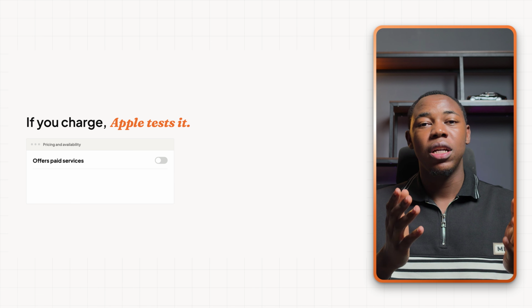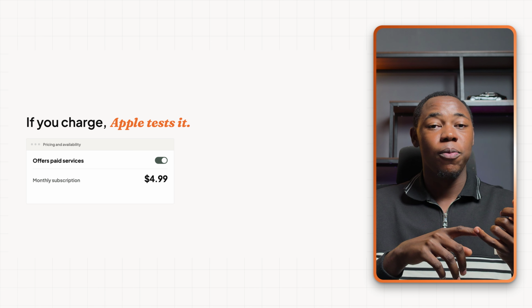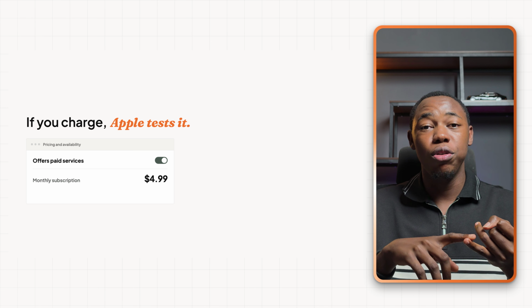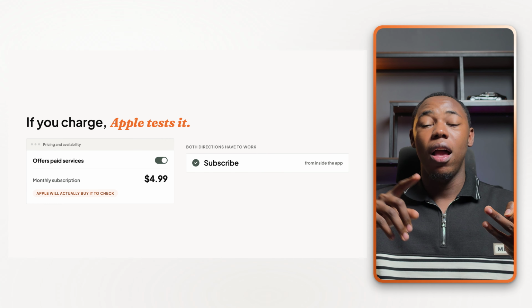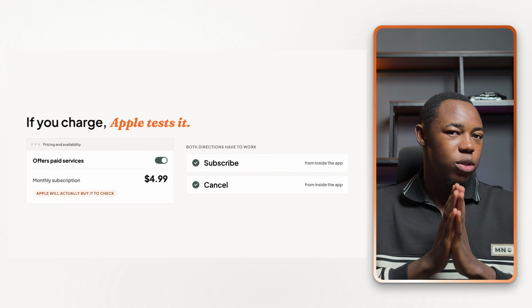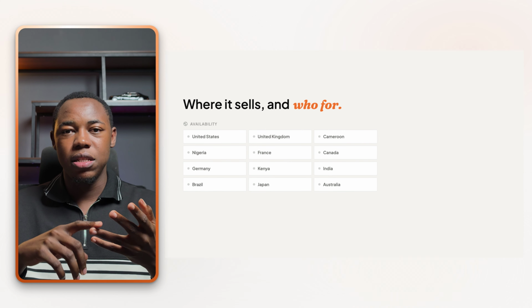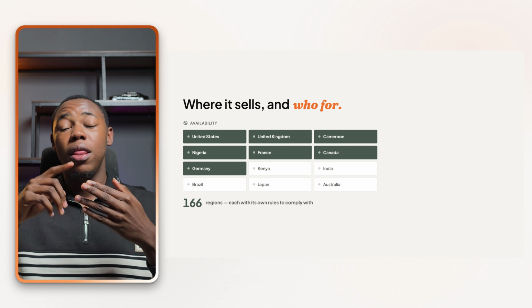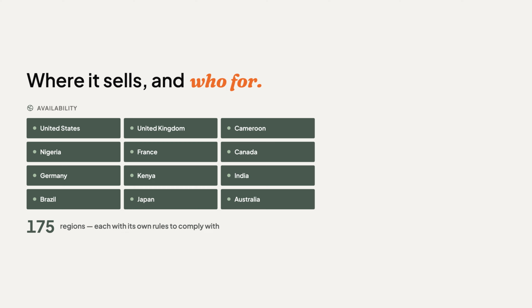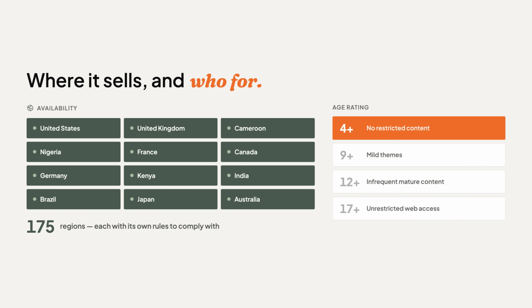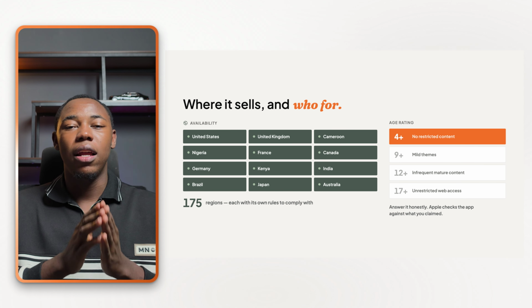Then there is this final page to include if your app offers paid services, where you are going to include pricing and ensure that it actually works, because that's a feature Apple is going to test. Availability in certain regions, and ensure that your app is compliant with the location you are setting it to and the age rating, depending on where your app and the service you are providing.